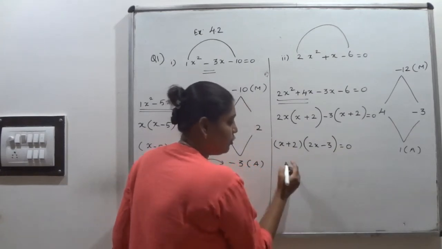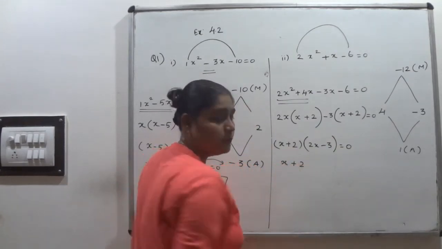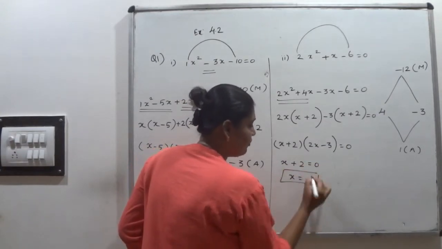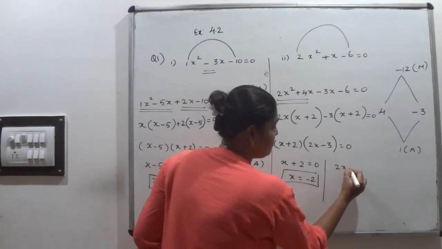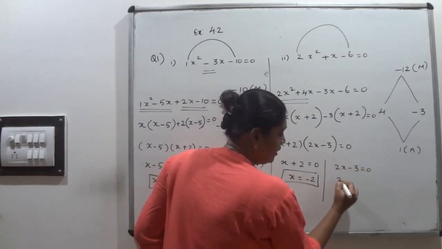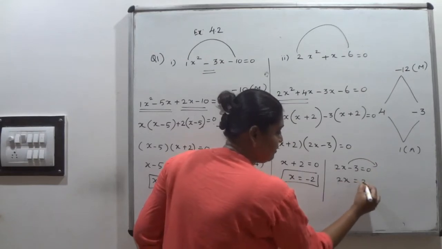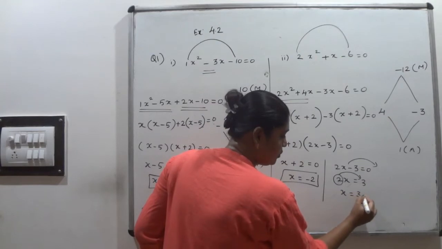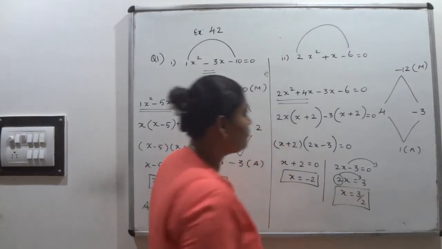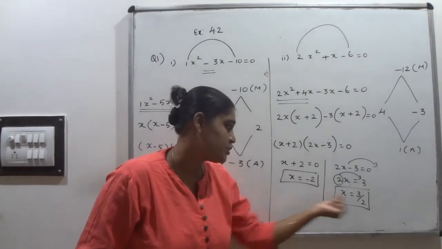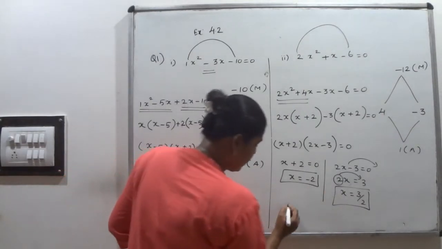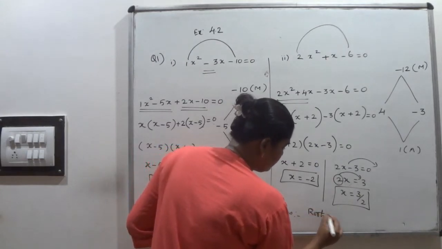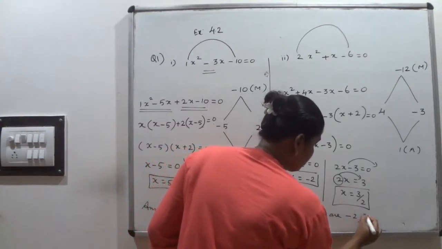So each factor I am going to equate with 0, so that I will get the x value. X plus 2 equal to 0, so x is equal to minus 2. Yes. Go for this one. 2x minus 3 equal to 0, so 2x is equal to 3. X is equal to 3 upon 2. So what are the roots of this equation? X is equal to minus 2 and 3 upon 2. So write it here. Roots are minus 2, 3 by 2.